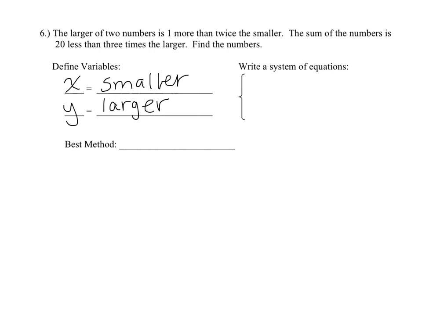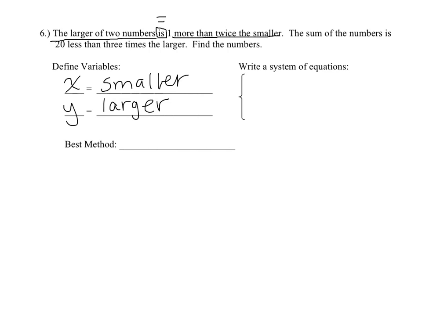Okay? Now, if you did this problem already and you said x was the larger and y was the smaller, that's okay. The only difference between my equation and your equation is that the variables are going to be switched. If we solved them, we would both get the same answer. Okay? So now, let's take the first sentence. A lot of you have trouble with these sentences. The larger of two numbers is. The word is where that equal sign goes. One more than twice the smaller.